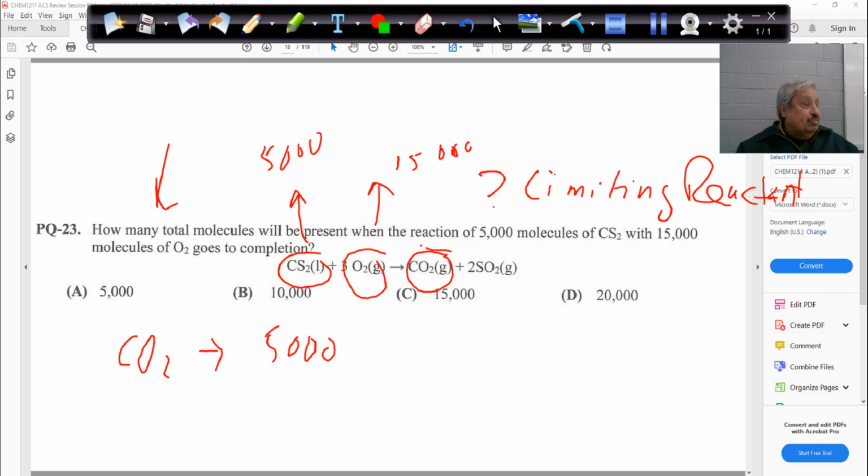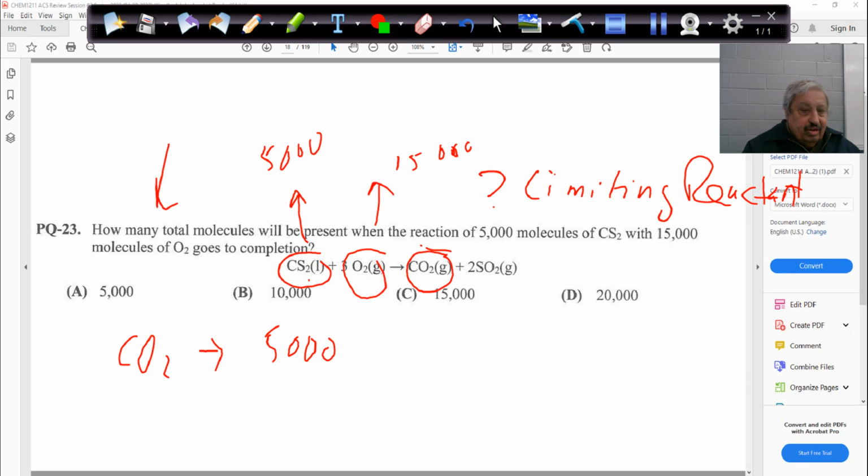5,000. They did not specify what molecules. And those type of questions is not correct. They have to specify total molecules of what. So you have CO2, you have 5,000, correct? Based on the CO2, so the design of the question is not correct.